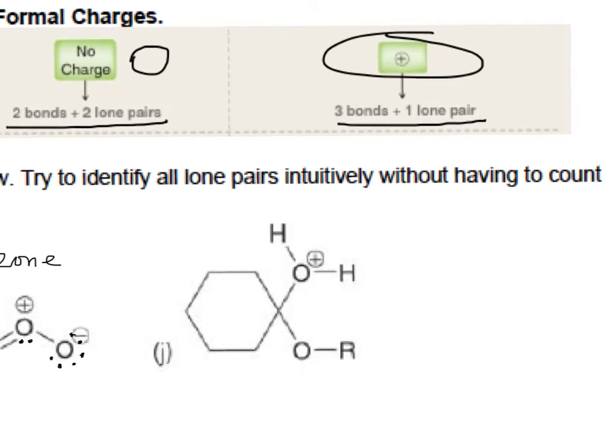Molecule J, there are 2 oxygens again. Let's start with the oxygen that has the positive formal charge. It has 3 bonds, so it must have 1 lone pair. The ether oxygen is neutral. It has 2 bonds. It must have 2 lone pairs.